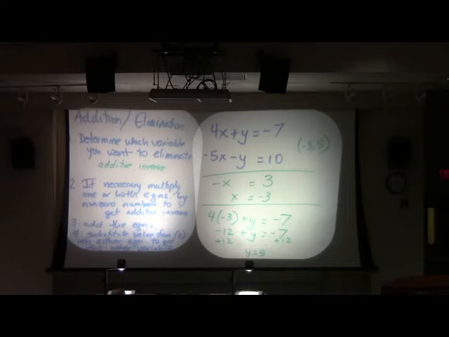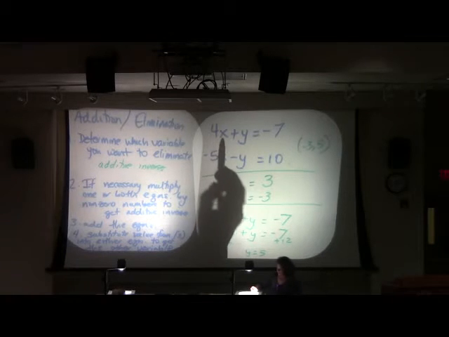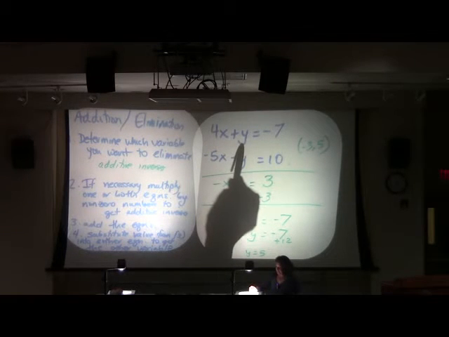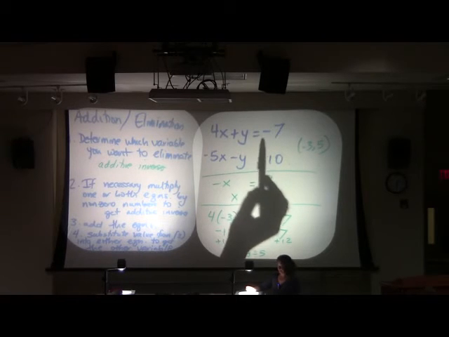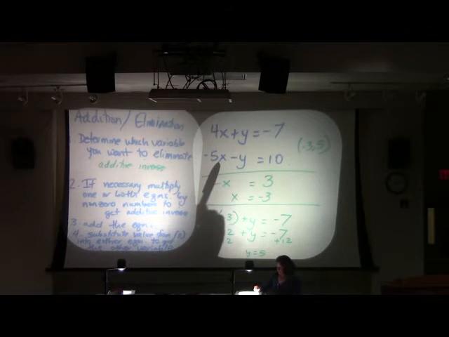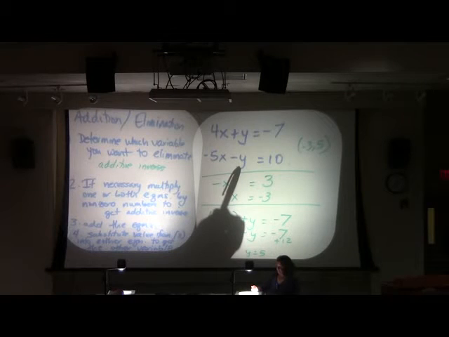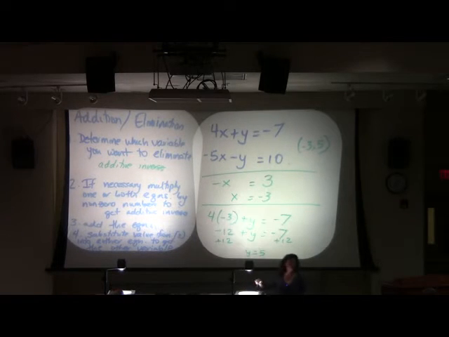Now I claim you can check your answer, right? If you plug -3 in for x and 5 in for y here, you should get equality. If you plug -3 in for x and 5 in for y here, you should also get equality. You guys okay with this example? If this is weird, be patient. Let's do another one, okay?